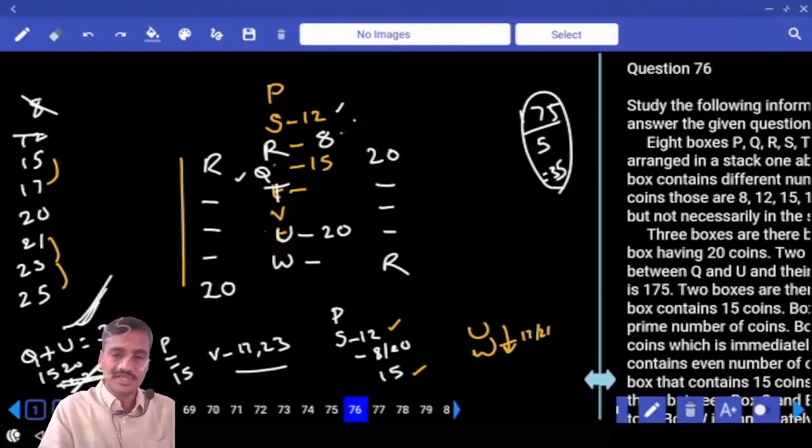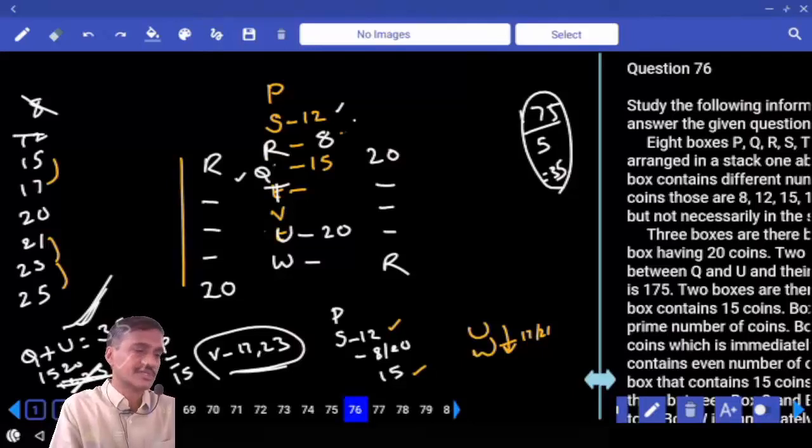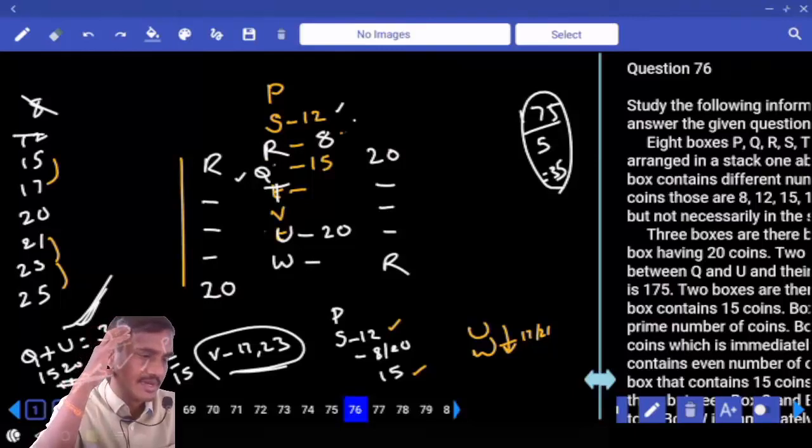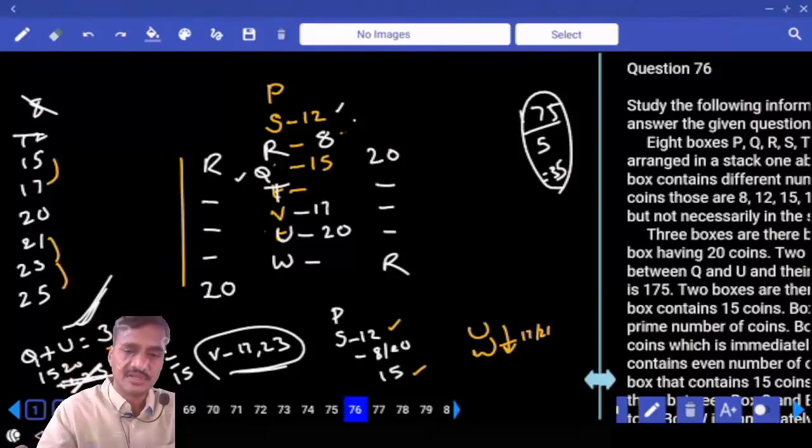Then V is either 17 or 23. Let's go through the information once again. Three boxes between R and 20. And two boxes between Q and U. In between Q and U there are two boxes, and the total sum is 35. Two boxes are there in between P and 15. And V contains a prime number, either 17 or 23.